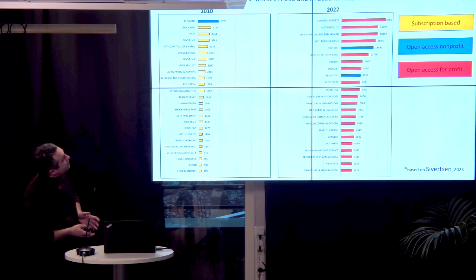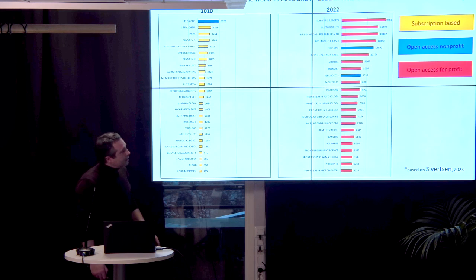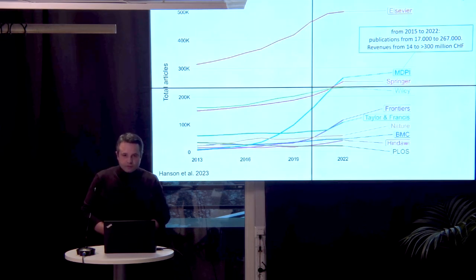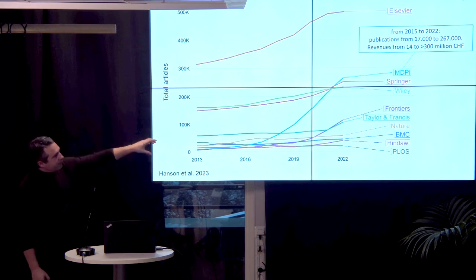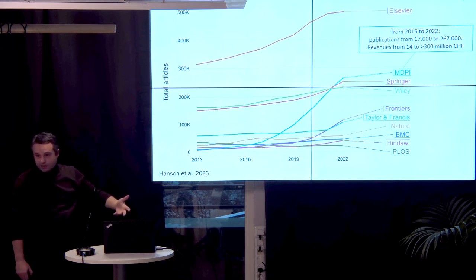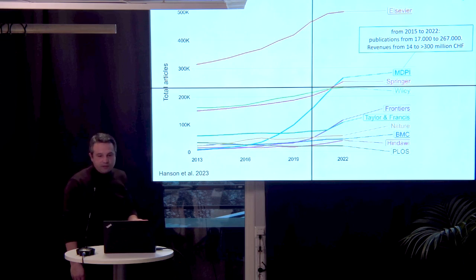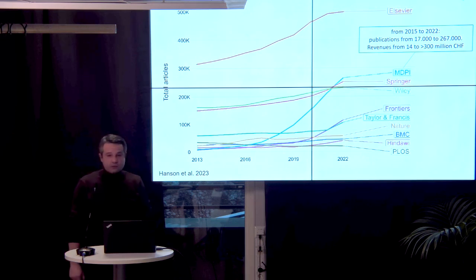And look at the numbers. Here the biggest one was 6,000, and then it's 20,000, 17,000, 17,000, and so on. 21 are open access for profit: 13 MDPI, 6 Frontiers, 2 Nature Springer. We can see also from this picture, which focuses on publishers, that everyone grows, but there are exceptions. Some, especially the open access APC publishers, exploded. Take MDPI: in 7 years from 17,000 to almost 300,000 articles, with revenues from 14 to 300 million Swiss francs.